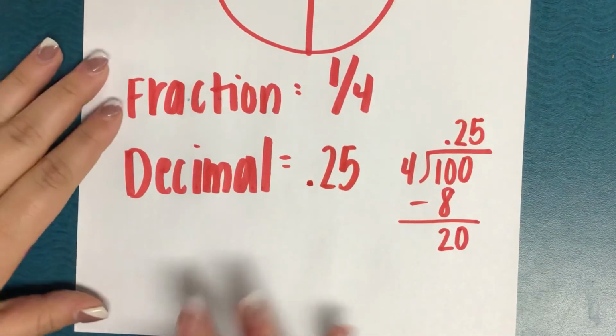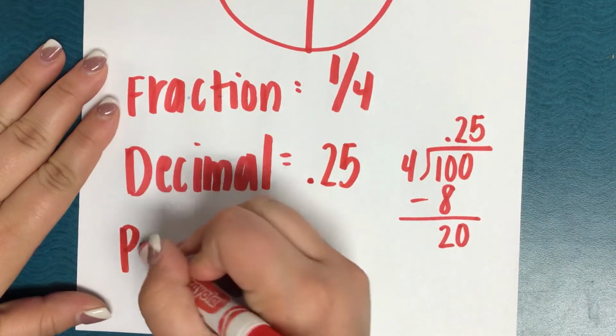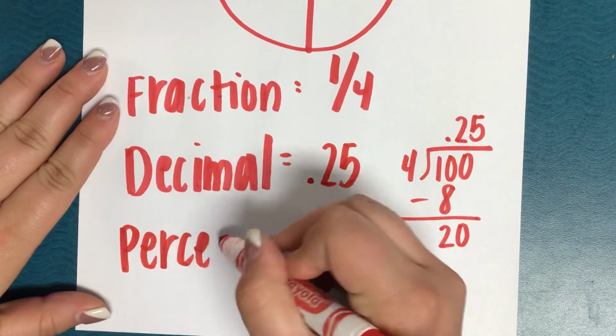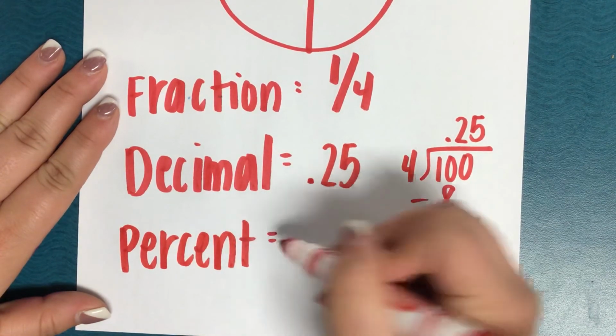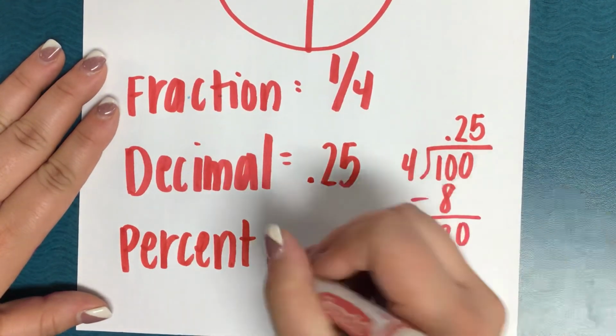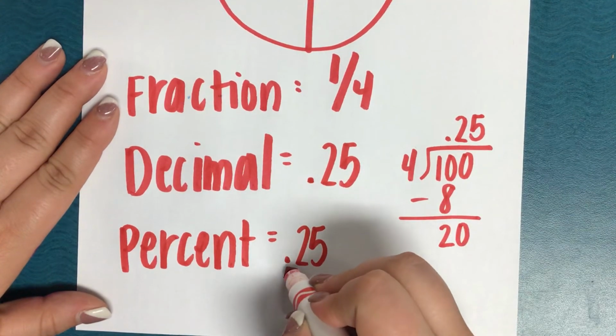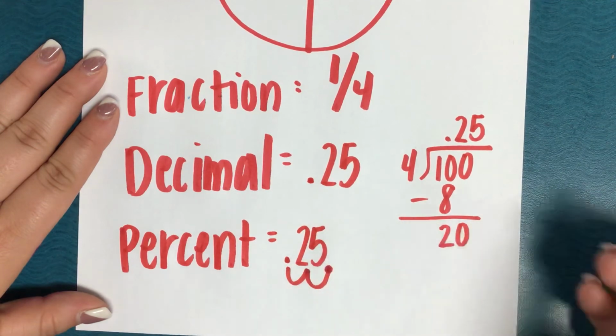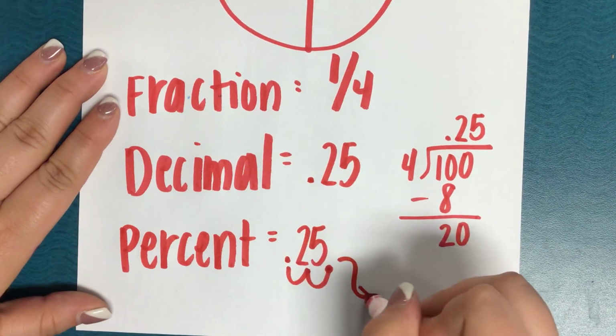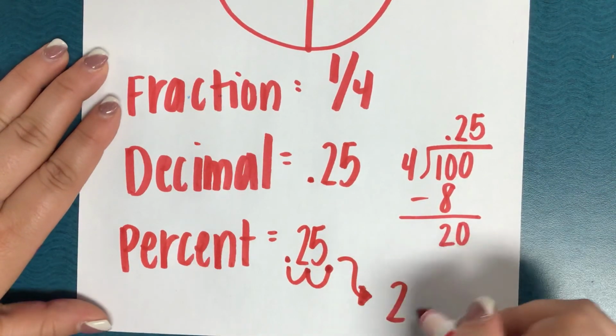And then I've got my percent. All I'm going to do is I'm going to take my decimal. I'm going to move my decimal 2 places to the right. And that's going to give me 25%.